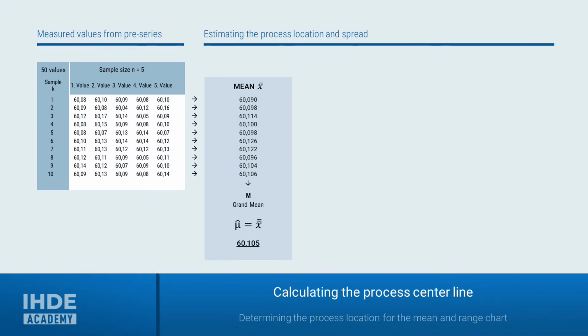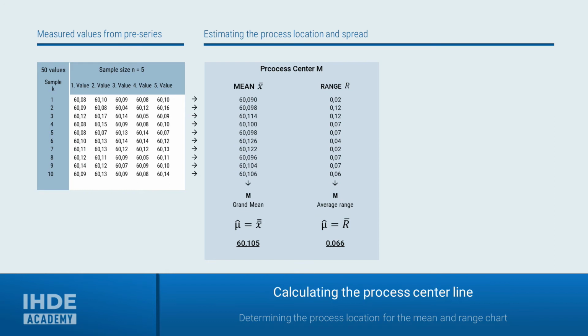The mean value was calculated for each individual sample and entered in the right-hand column. Thereafter, the mean of the mean values was calculated. This grand mean can be found at the bottom. Its value is 60.105 mm. This is the process center line.